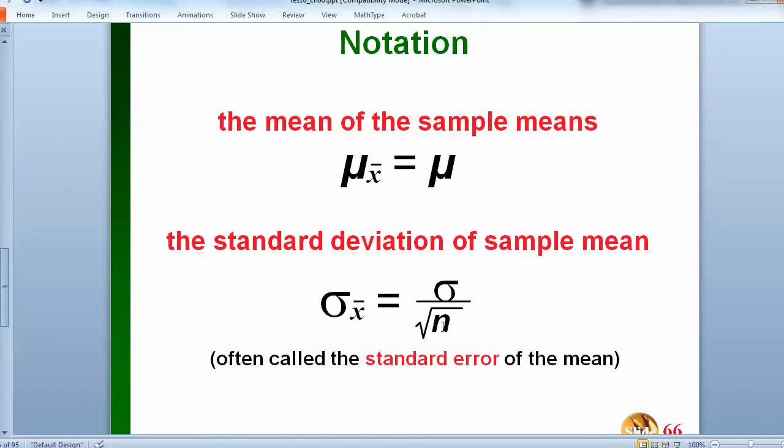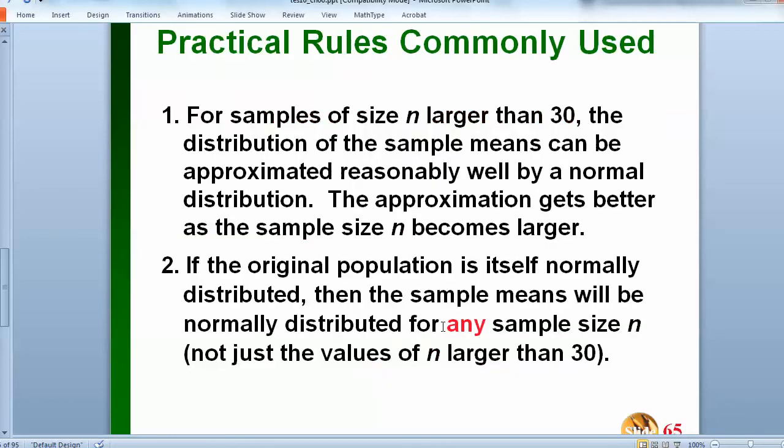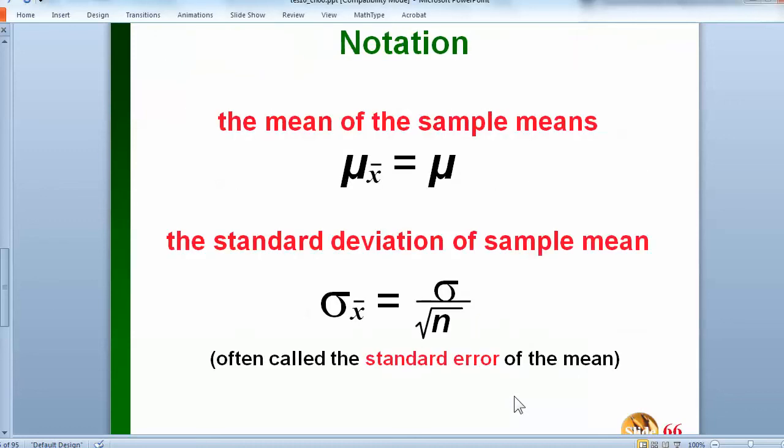Now there are some details that need to be hashed out, specifically that for samples where n is larger than 30, we just get these results, but the original population doesn't have to be normally distributed. If the sample size is smaller, then the original population does need to be normally distributed. So we better be getting a sample size greater than 30 if we're going to apply this, unless we already know that the population was normally distributed.